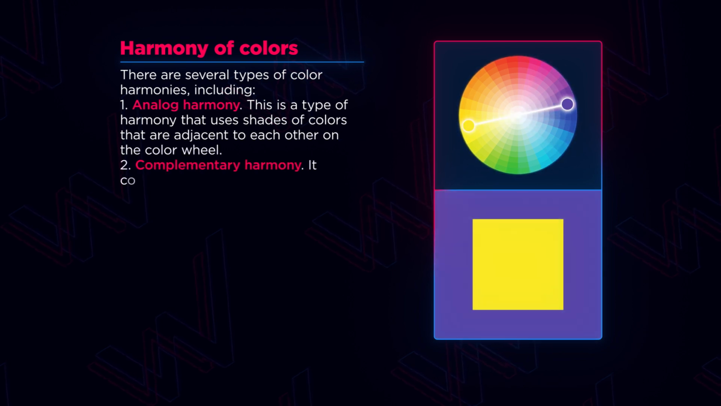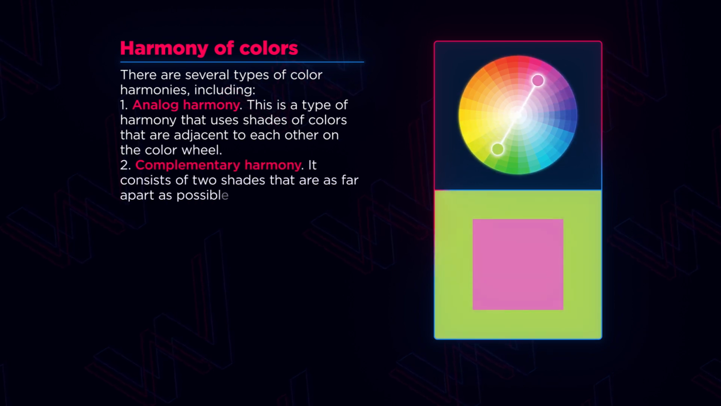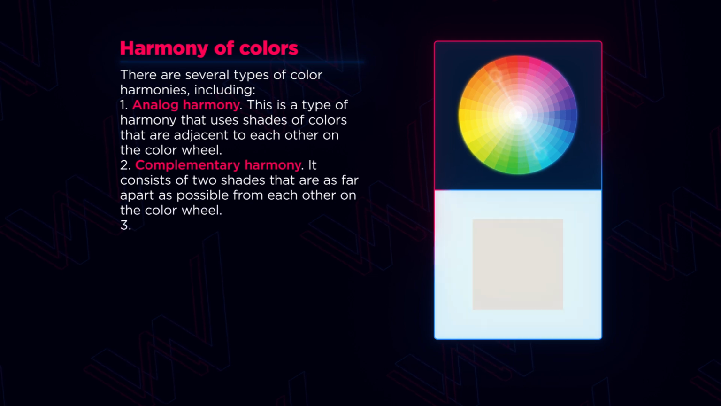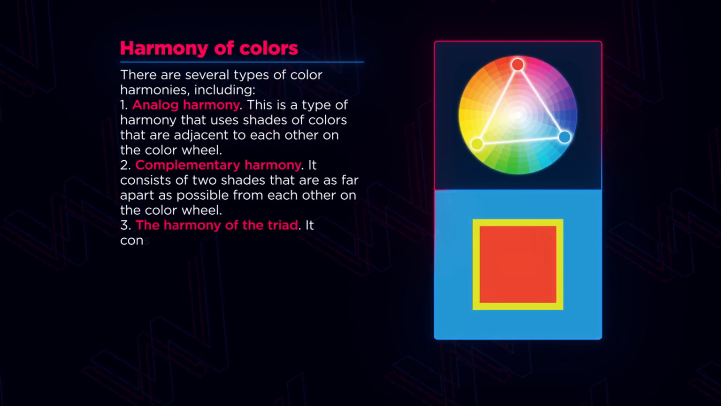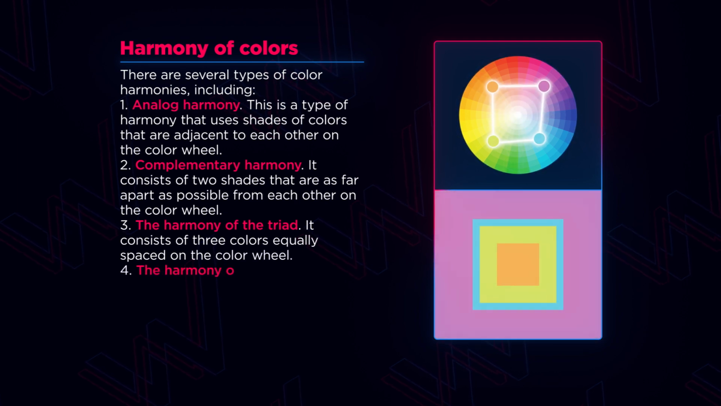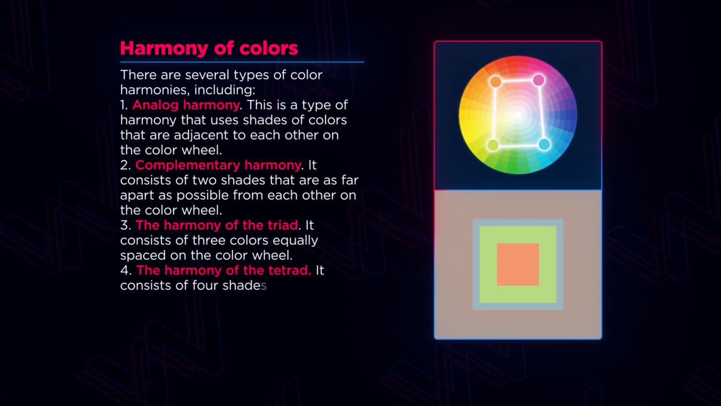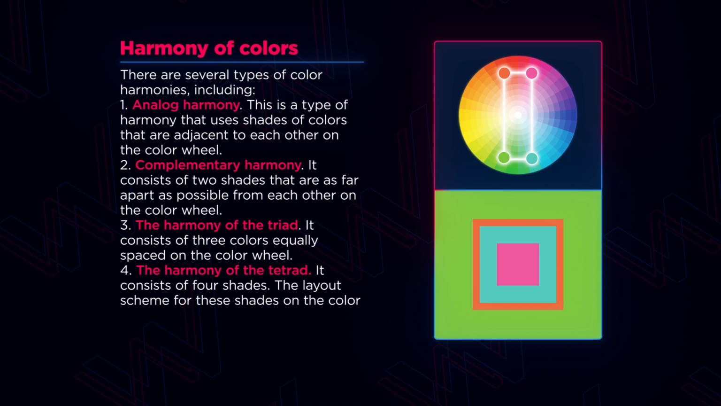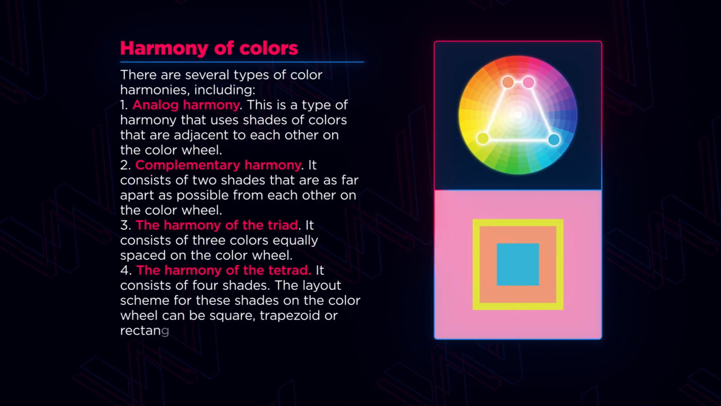Complementary harmony. It consists of two shades that are as far apart as possible from each other on the color wheel. Number 3. The harmony of the triad. It consists of 3 colors equally spaced on the color wheel. Number 4. The harmony of the tetrad. It consists of 4 shades. The layout scheme for these shades on the color wheel can be square, trapezoid, or rectangle.